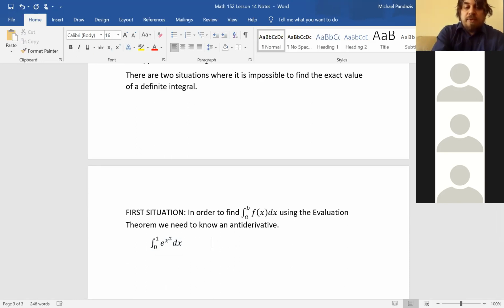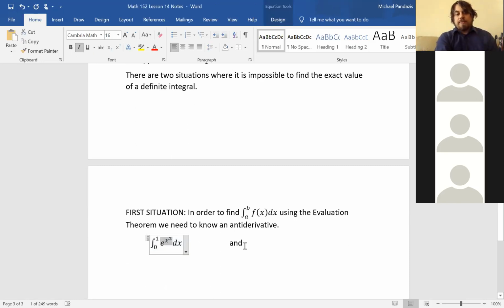And so there's one example where you can't integrate it because you can't find an antiderivative of the integrand function e to the x squared.